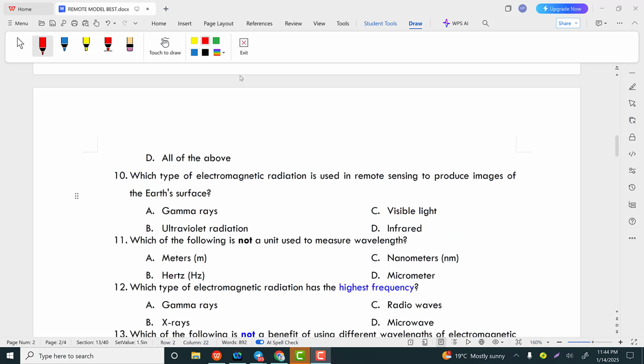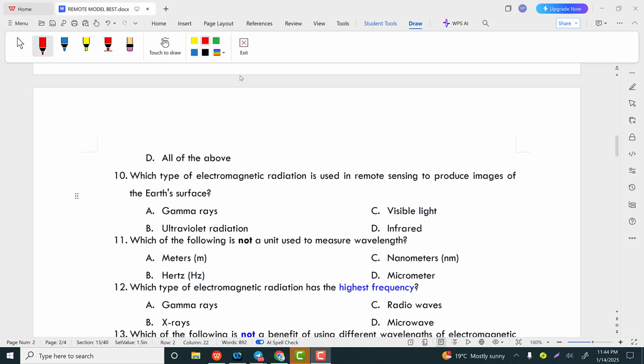Question number 10. What type of electromagnetic radiation is used in remote sensing to produce images of the surface? A. Gamma ray. B. Ultraviolet radiation. C. Visible light. D. Infrared. From the available four options, gamma ray and ultraviolet ray are very short wavelength rays, and they are absorbed by the ozone layer, and they have no probability to reach the ground. So our options are narrowed down to C and D, visible light and infrared.